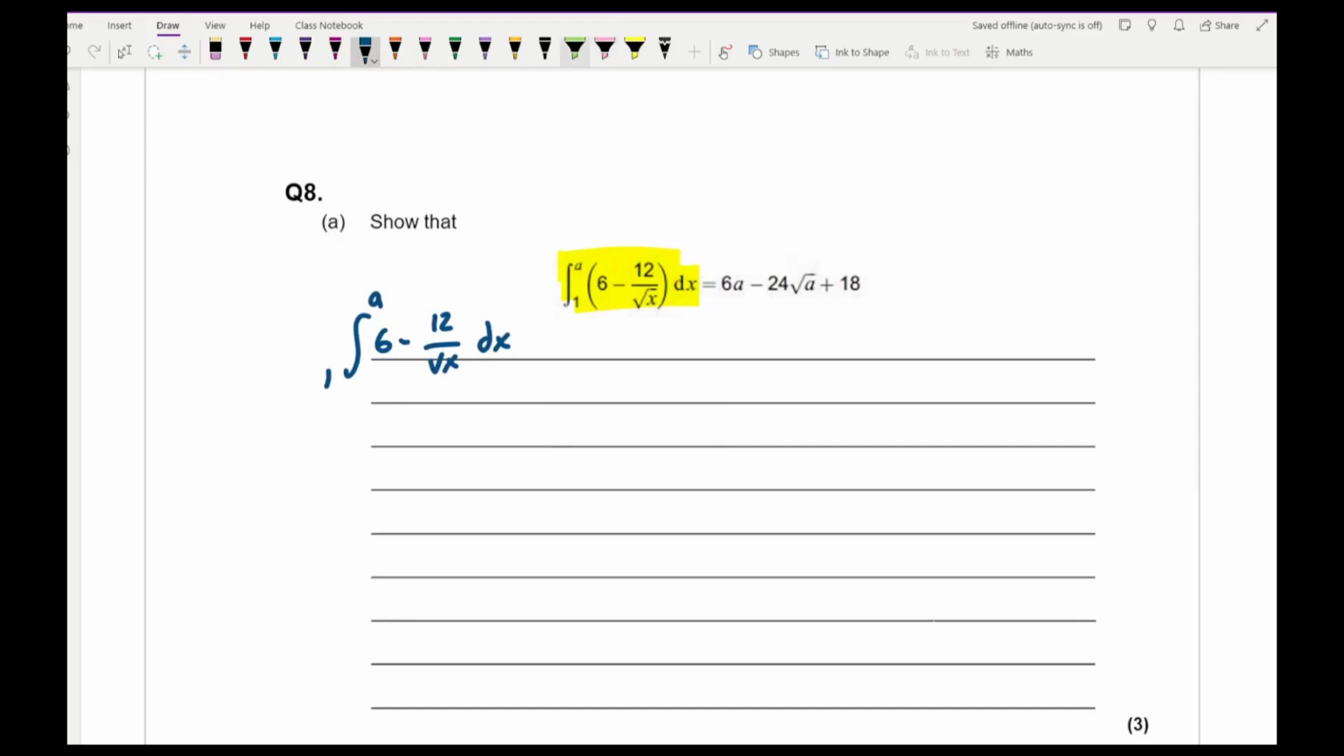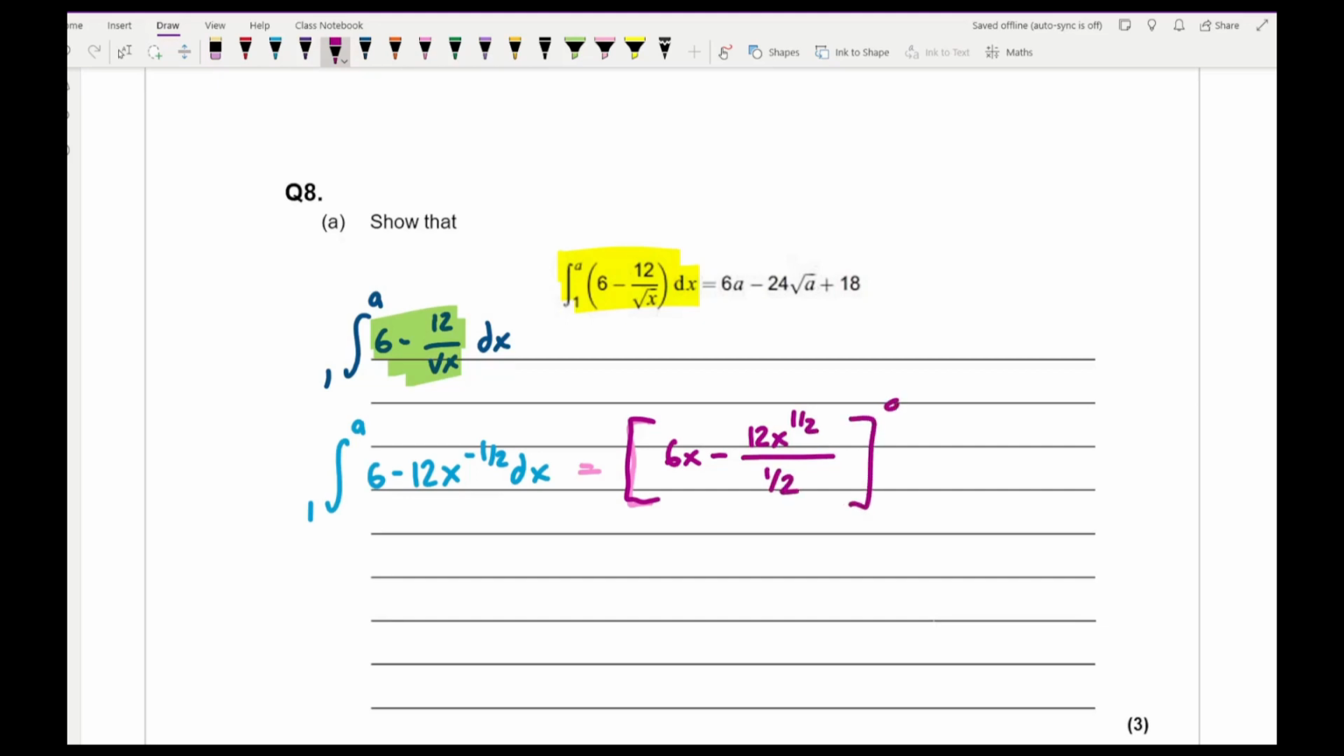And then to integrate this, we need to write this using index form. So I've got a to 1, and I've got 6 minus 12x to the power of minus a half dx. And then if we integrate this, remembering the rules of integration is we increase the power by 1, divide by the new power. So what's that going to look like? Let me use a different colour pen so we can see it clearly. So we end up with 6x, and then it's going to be minus 12x to the positive a half over a positive a half, and then we've got our limits of a and 1.